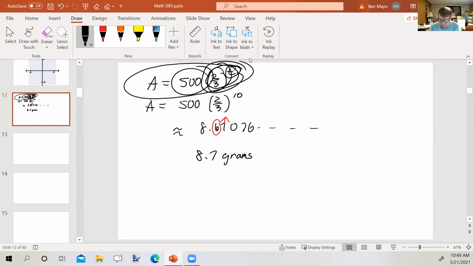The fact that it's 2/3 says what's going to happen. Since the base is less than 1, greater than 0 but less than 1, this thing is decreasing. It's decaying. So it's going to decrease from 500 grams all the way down to 8.7 grams over a 10-year period. But again, we can see the starting value is 500 and it's decreasing.